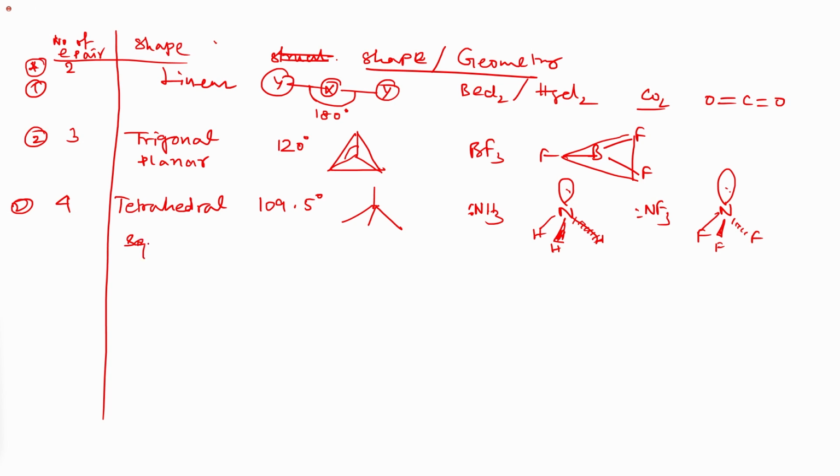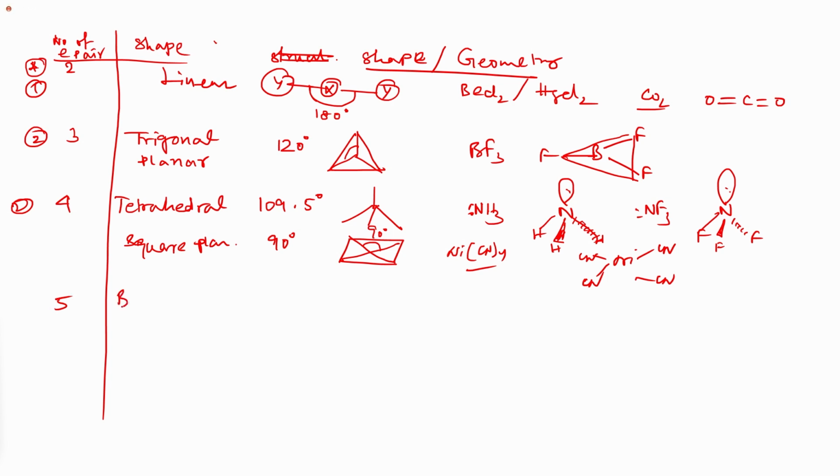Now also, suppose it is square planar, then the angle is 90 degree. This is the square planar structure. This angle will be 90 degree. For example, if you see any metal complex, nickel, Ni(CN)4 like that, nickel will be there, this is the CN, and this is also the CN. So like that is the structure.